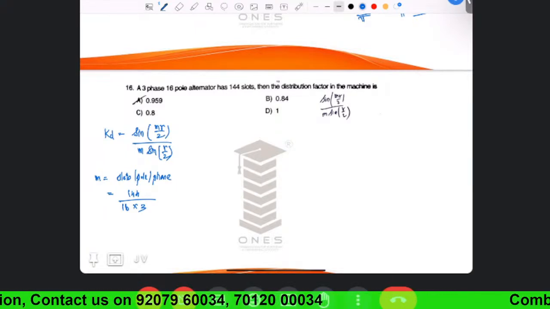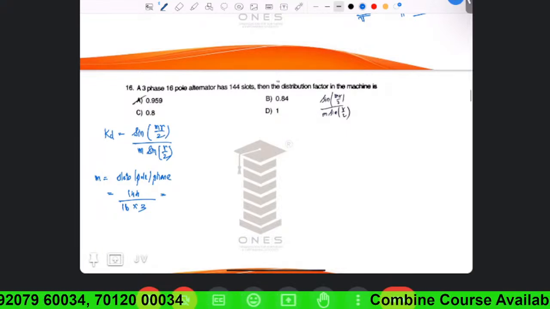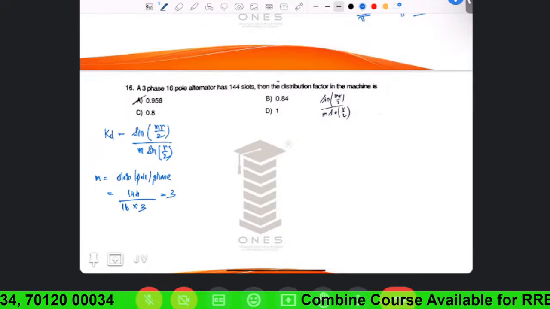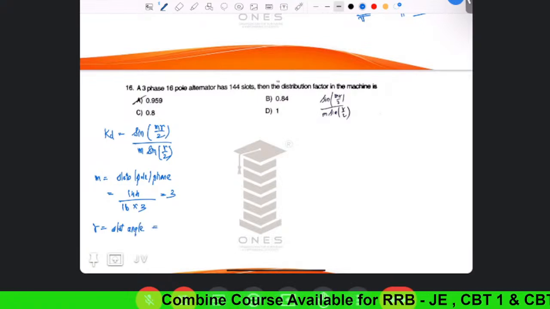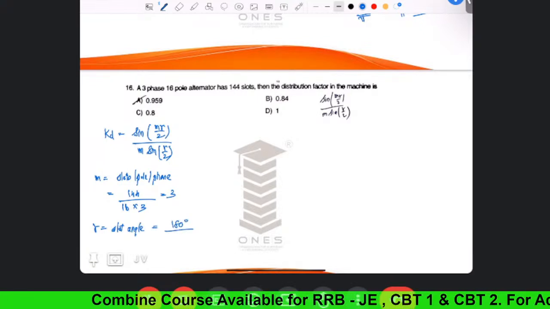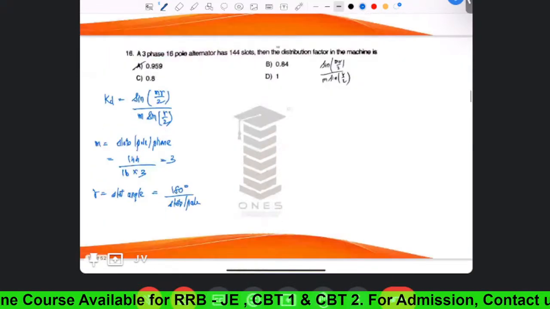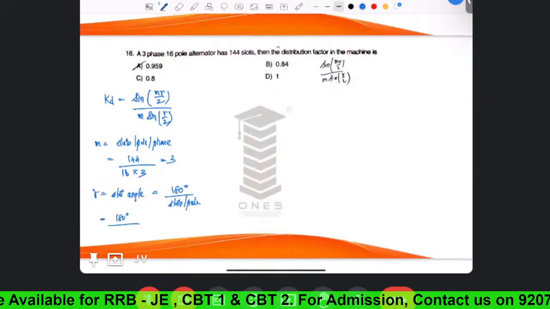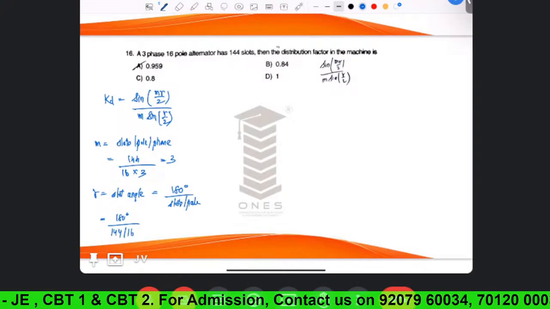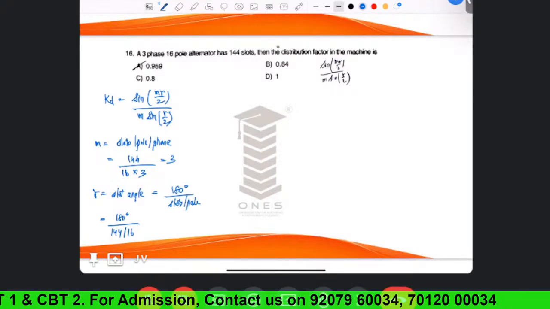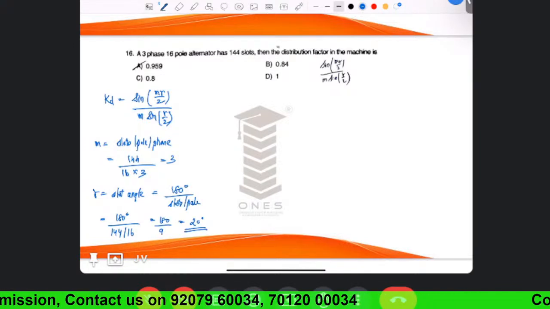This will be 3. This is the M. And what is gamma? Gamma is slot angle. And slot angle is equal to 180 degree by slots per pole. That is 180 degree by slots is 144, pole is how much? 16. So 144 by 16 is 9. So 180 by 9, it will be 20 degree.